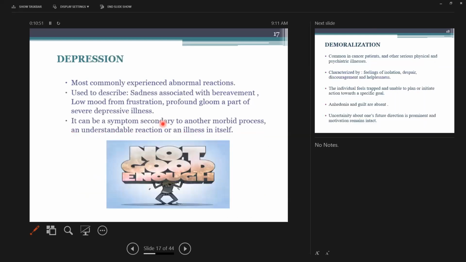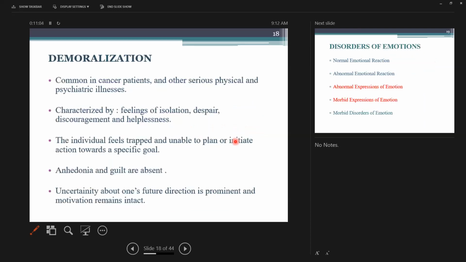Now, depression. Depression is the most commonly experienced abnormal reaction. Depression can be a symptom which is secondary to another morbid process. It can be an understandable reaction, or it can be an illness in itself.